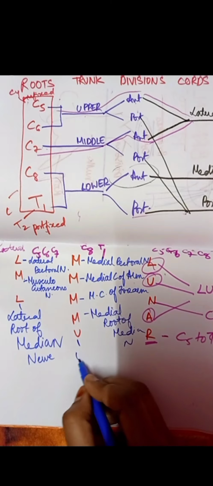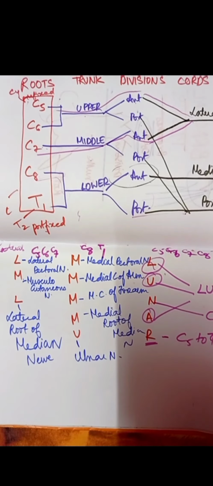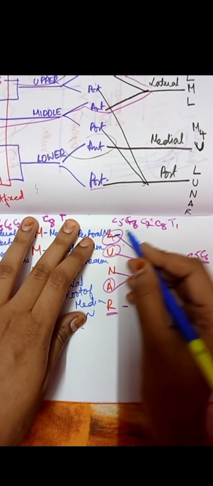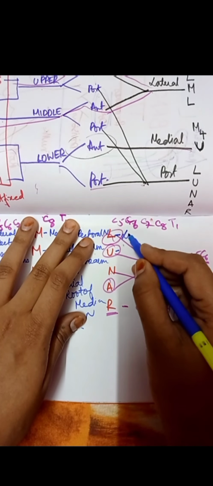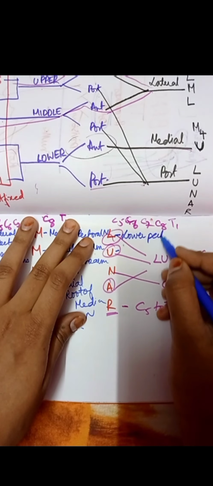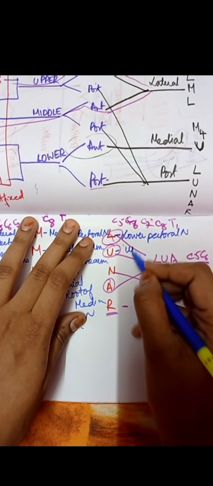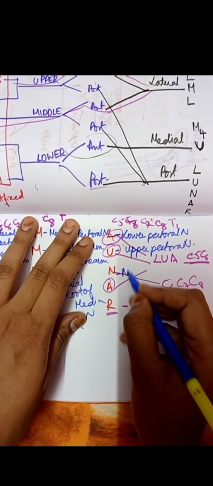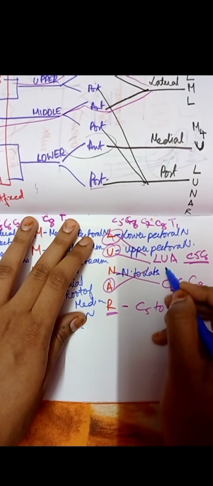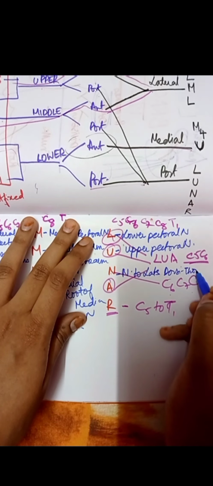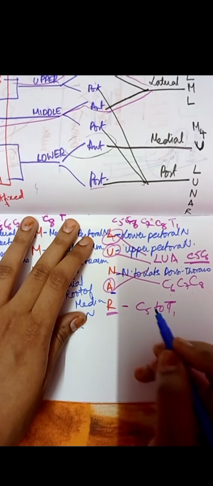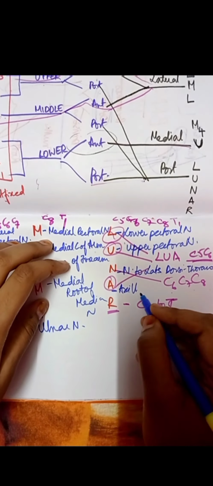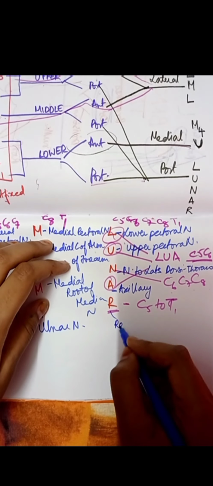And U for your ulnar nerve. Right? Now let's name this. This is also simple. This is the lower pectoral nerve. This is the upper pectoral nerve. N is your nerve to latissimus dorsi, also called the thoracodorsal nerve. A is for your axillary nerve. R is for your radial nerve.